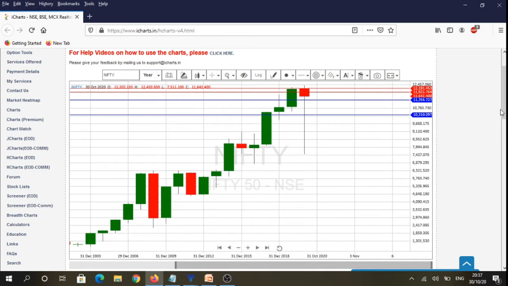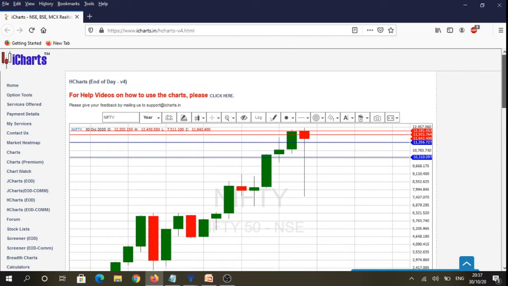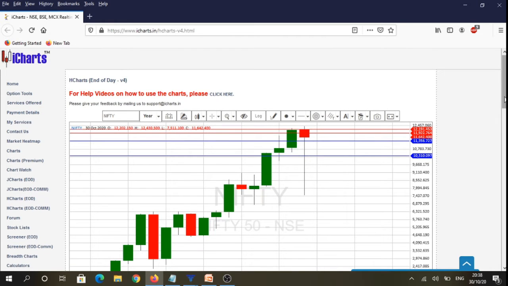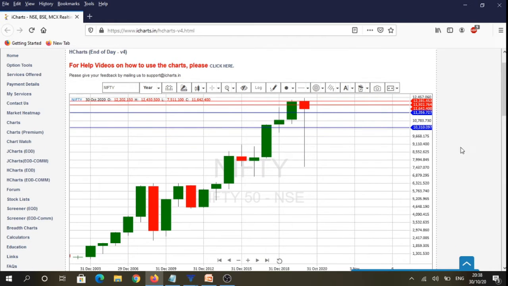So here we are seeing iCharts website. You can search in Google iCharts and you would be able to access the free end of the day data. And if you see the yearly candlestick for 2020, we have opened at 12,202 level.